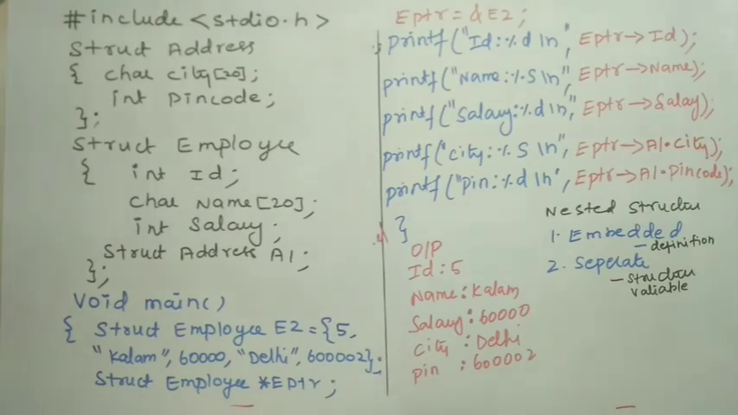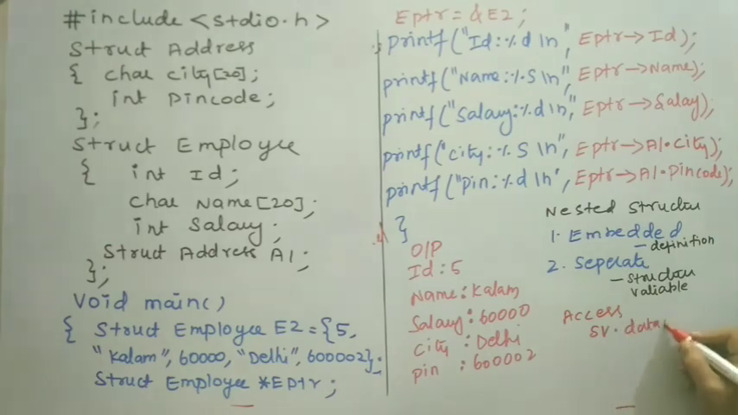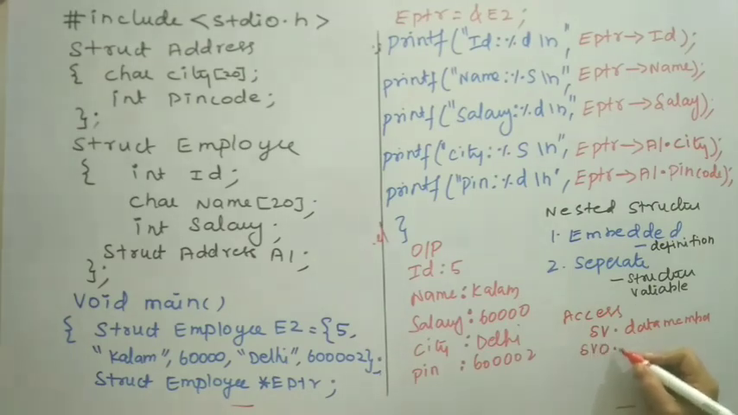So if I want to access the data members of the nested structure, how to access my data member? If I use a normal structure variable, dot operator and then the name of the data member can access the data member. If I want to access the data member of the inner structure, I use the structure variable of my outer structure and the structure variable of my inner structure, dot data member. Using two dot operators, I may access the data member of the inner structure.